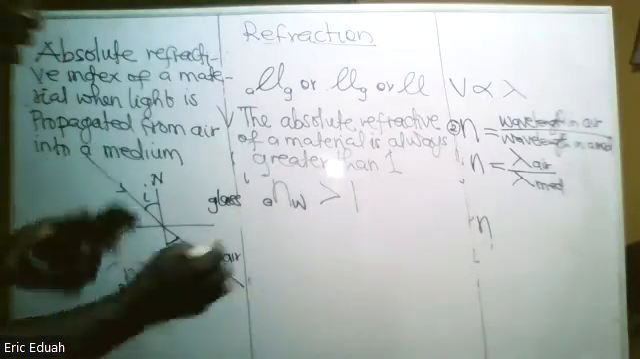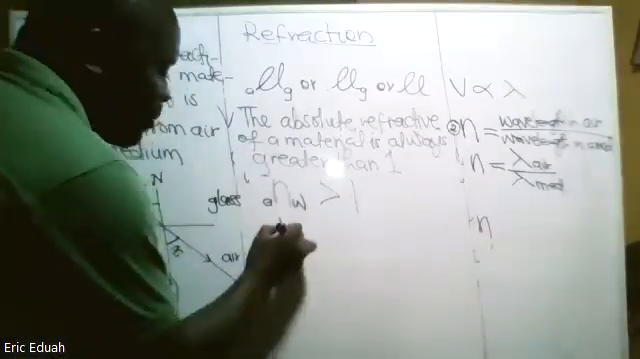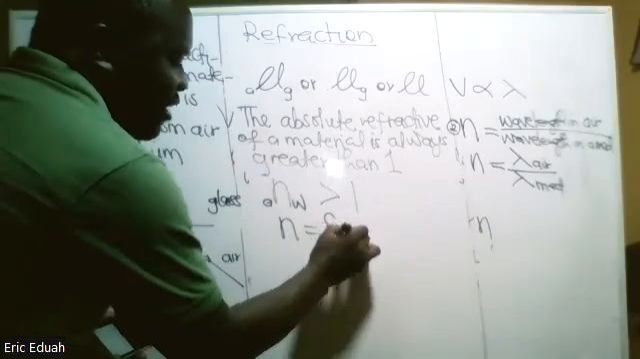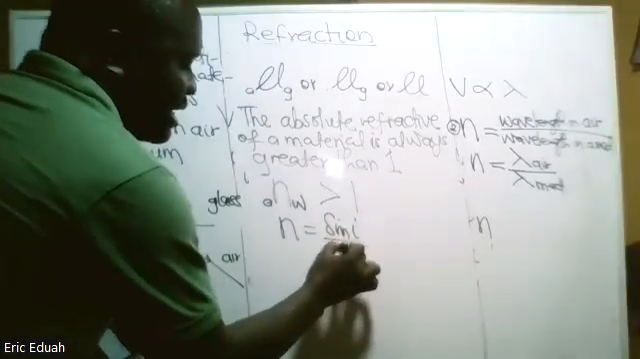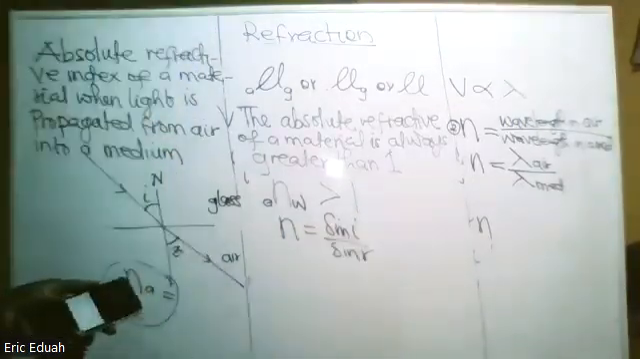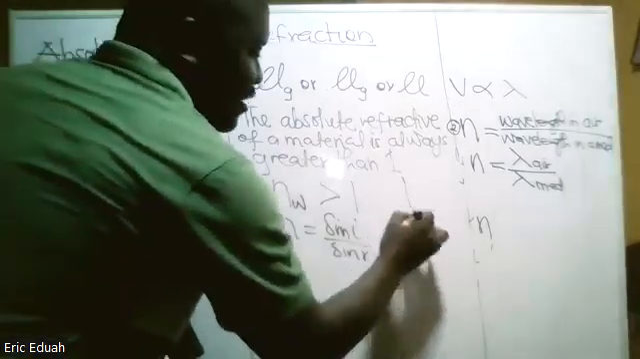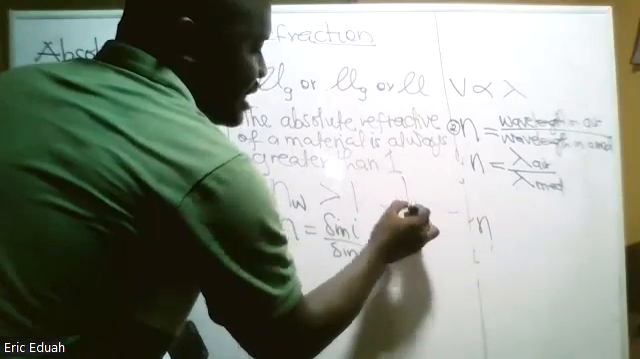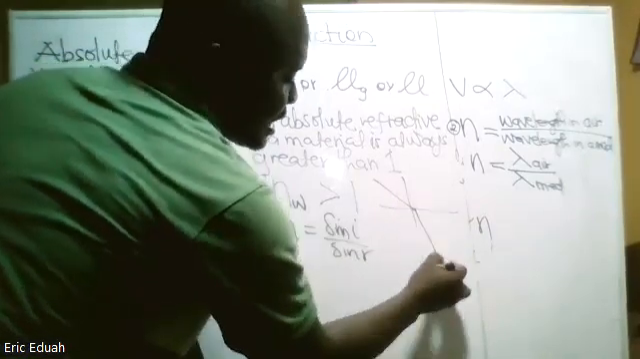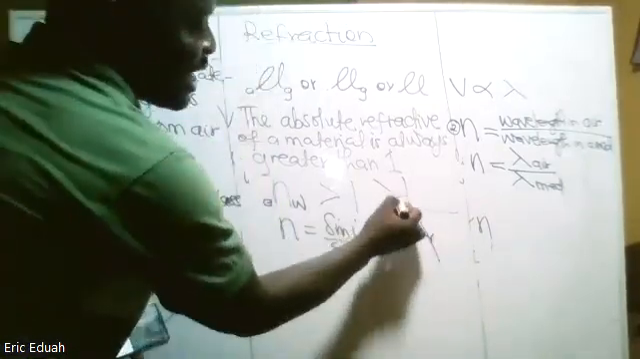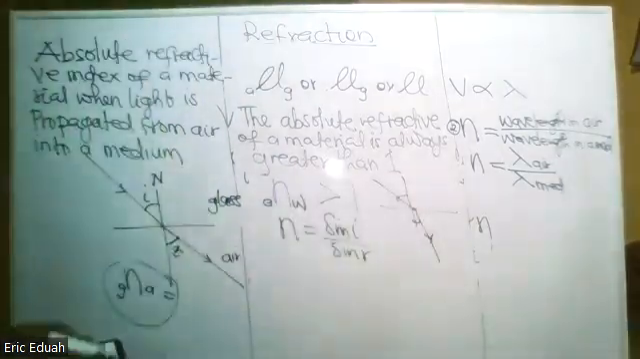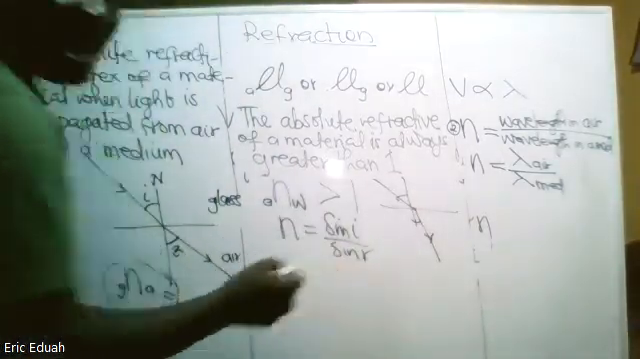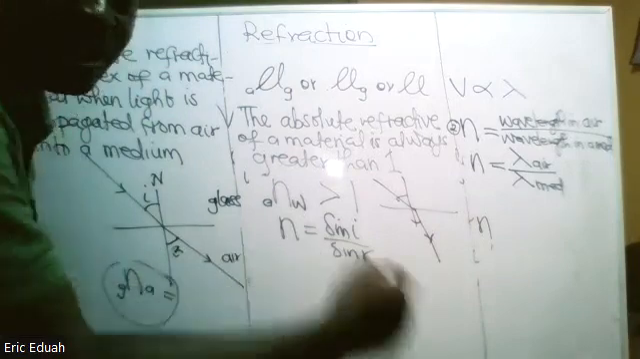You see, when we look at the ratio, if it's sine i on sine r, once the light is traveling from air to another medium, the path of light will be deviated towards the normal. So this angle is greater than this angle. So the numerator is greater than the denominator. Hence, the ratio will be greater than 1.